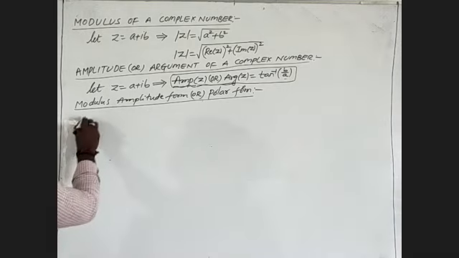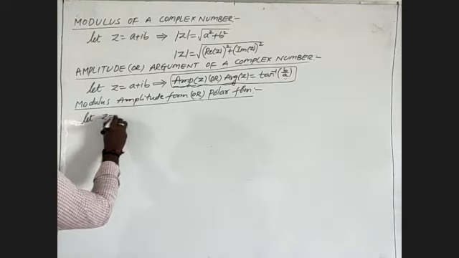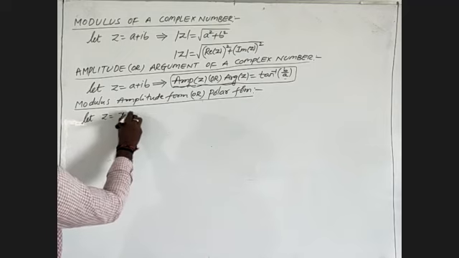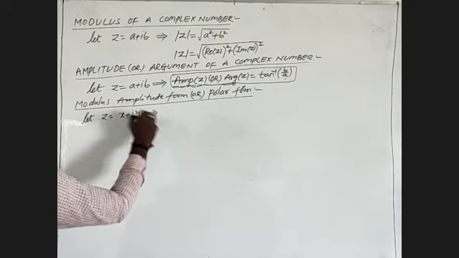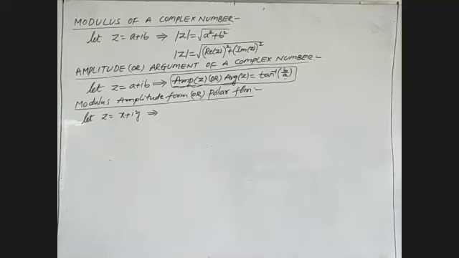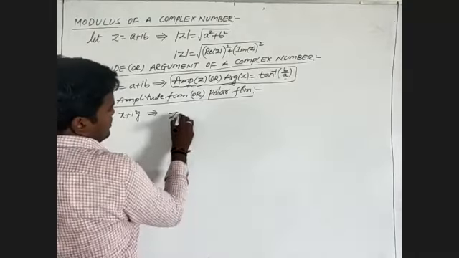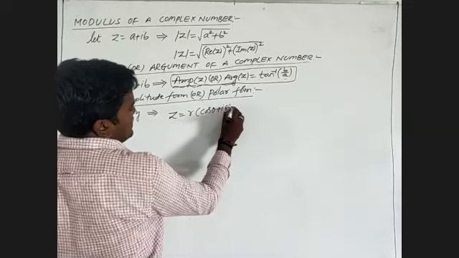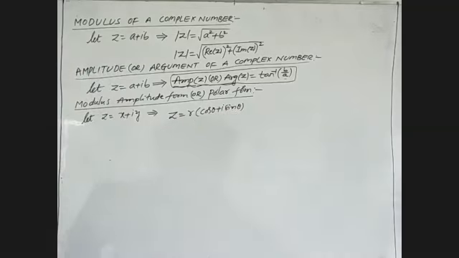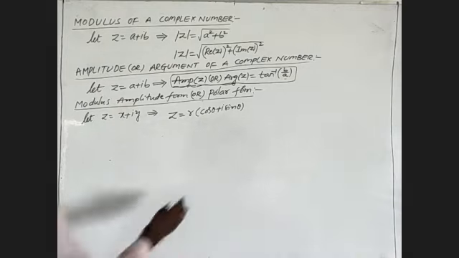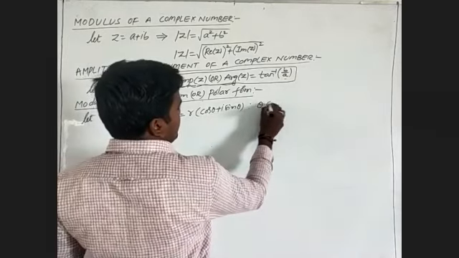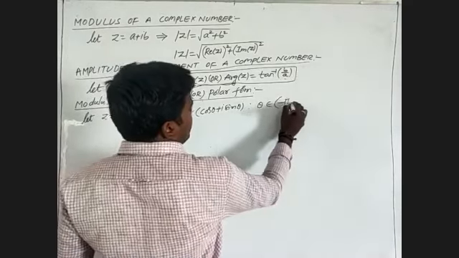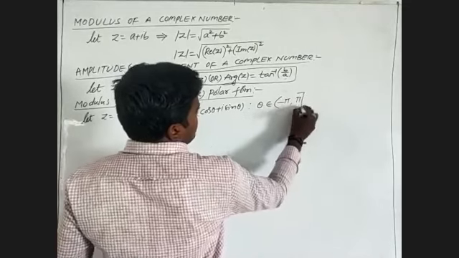Let us take any complex number. Let z is equal to x plus iy be any complex number. Then z is equal to r into cos theta plus i sin theta, where theta belongs to the open interval minus pi, closed interval pi.